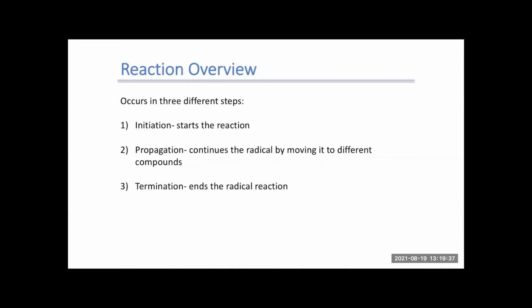When we're looking at the mechanism for a radical reaction, there are three different steps. First, we have initiation. That's the start of our reaction, when we first create the radical. Then we have propagation. Propagation is where we continue the radical by moving it to a different compound. So this is where the radical will start jumping between different compounds. And termination is when a radical reaction ends. That's where two radicals come together.